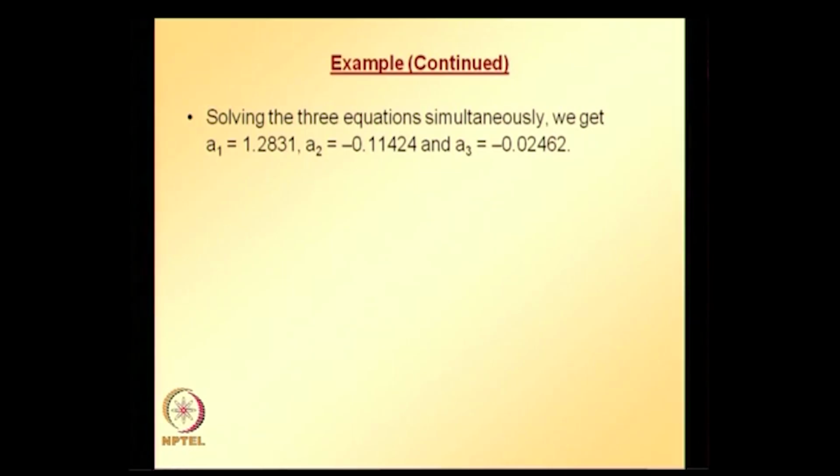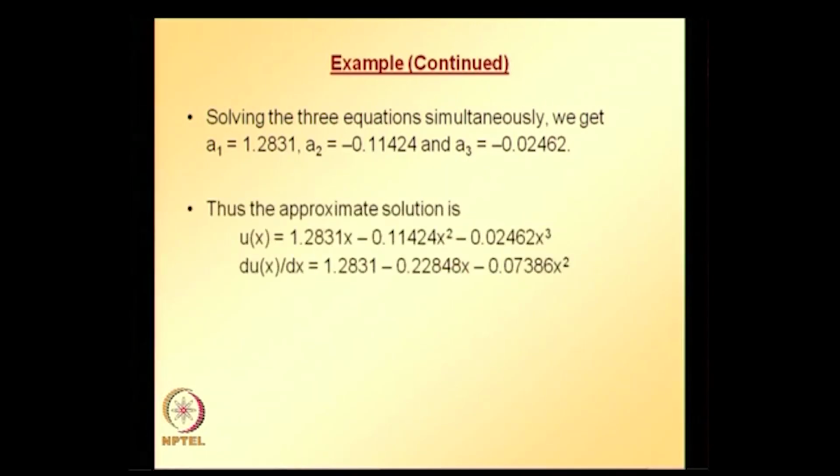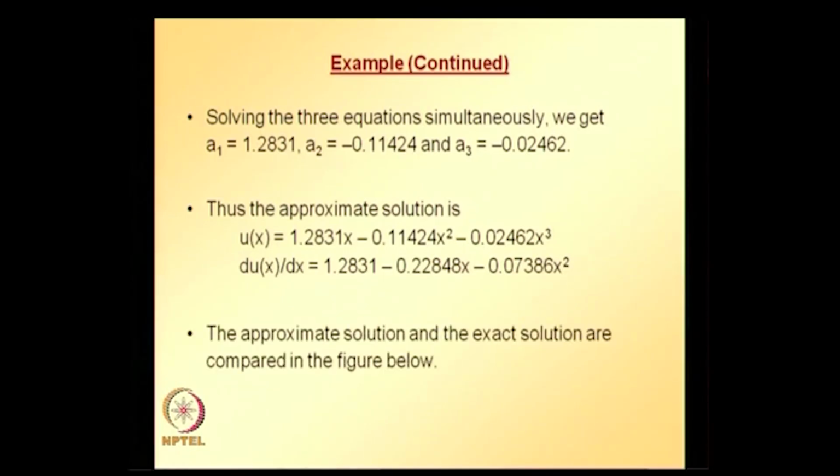Now the next step is to substitute a1, a2, a3 into the admissible trial solution we started out with, and then you get the approximate solution. By taking the derivative of this you get the second equation that is given there. To see how the approximate solution matches the exact one, you can overlay the exact solution plot with this approximate solution. The approximate solution and exact solution are compared in the figure below.